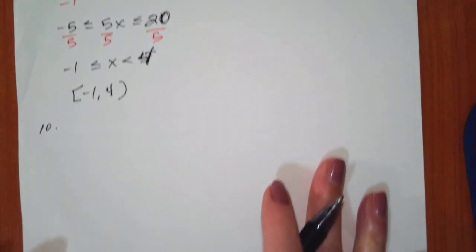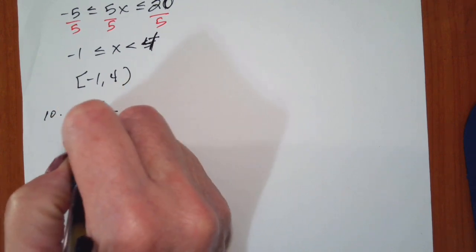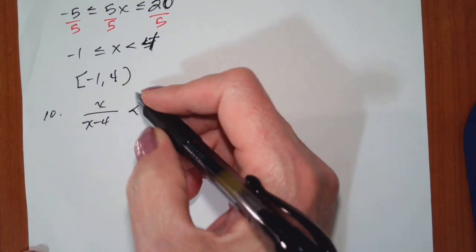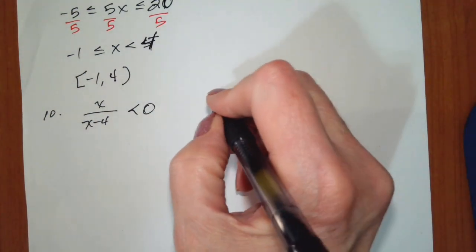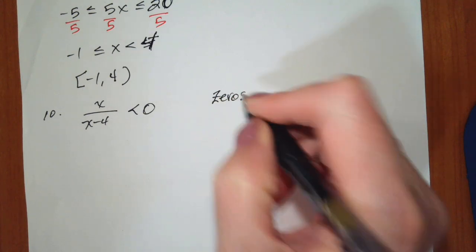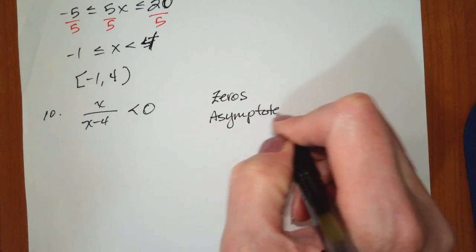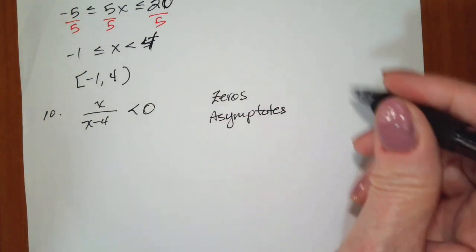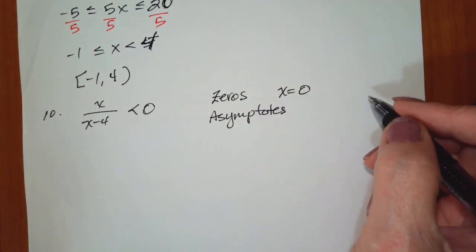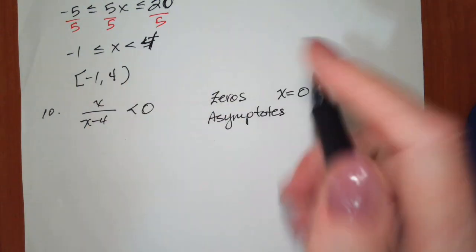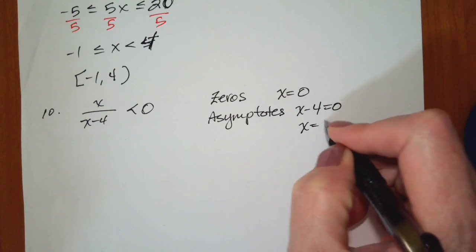Okay, for 10, I have x divided by x minus 4 is less than 0. Okay. Since it's a rational, I need to know the zeros and I need to know the asymptotes. Okay. Well, the zeros are where I set the numerator equal to 0, so x equals 0. And the asymptote is where it makes the denominator undefined, so that's x minus 4 is equal to 0, so x equals 4.